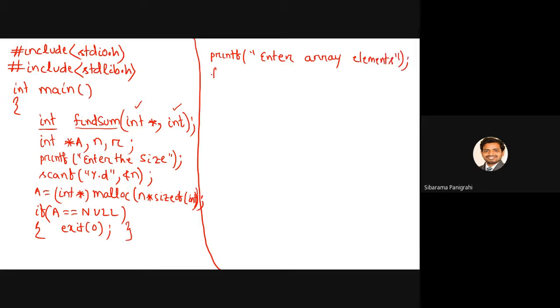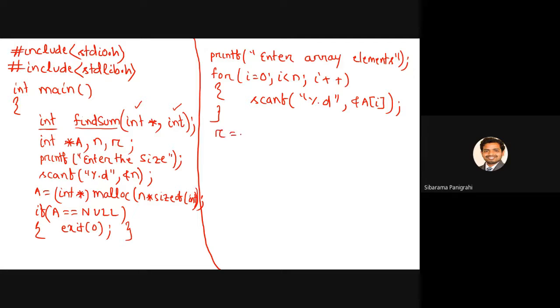So for that I need to take a for loop: for i equal to 0, i less than n, i plus plus. Then I will initialize the array, that is scanf %d, ampersand a of i. Right. Next I can call the find sum function to find the sum.